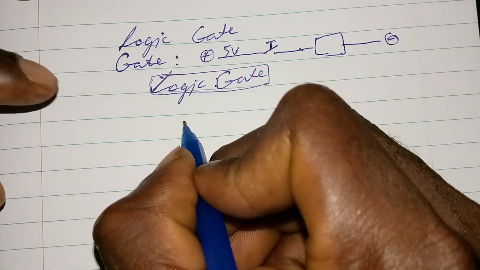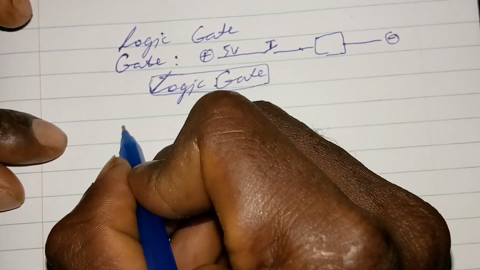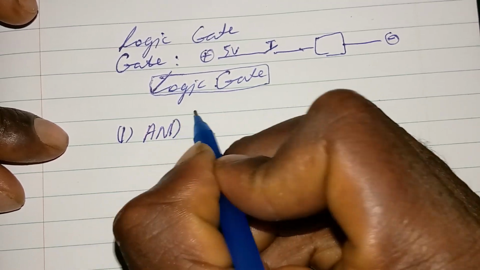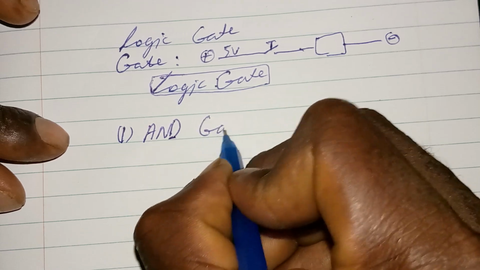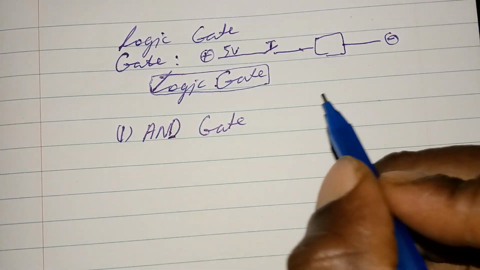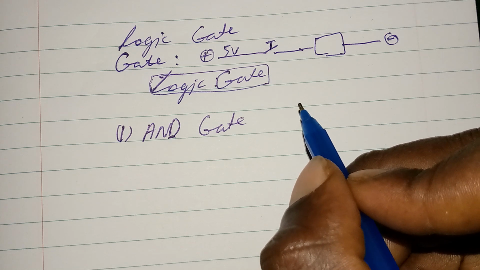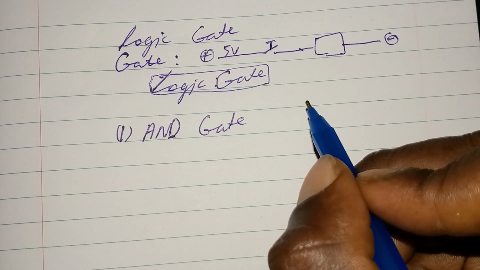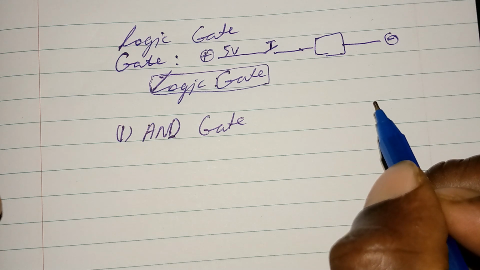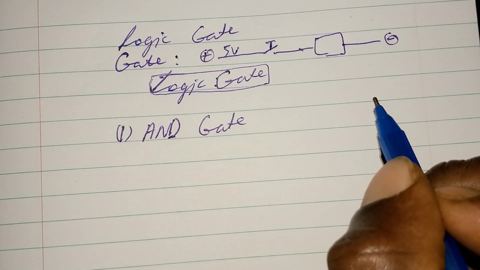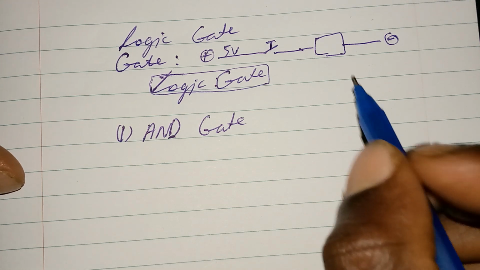Now let's talk about one, and that is the AND gate. Now, what is the AND gate? The AND gate is when two switches are connected in series to a particular circuit to control the circuit. That is to switch on the circuit and then also to switch off the circuit.